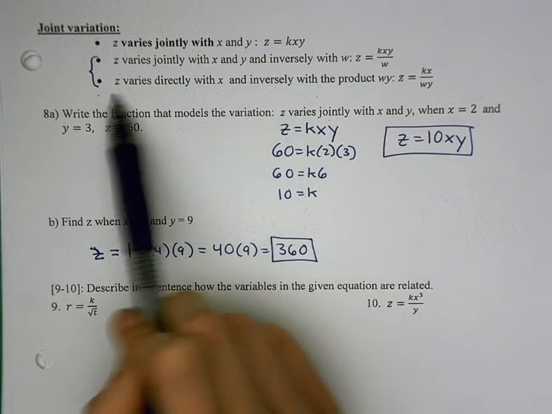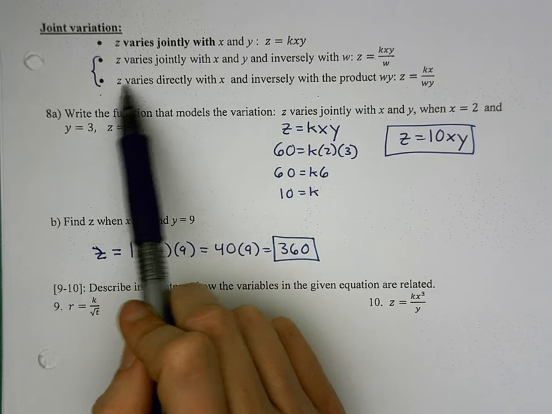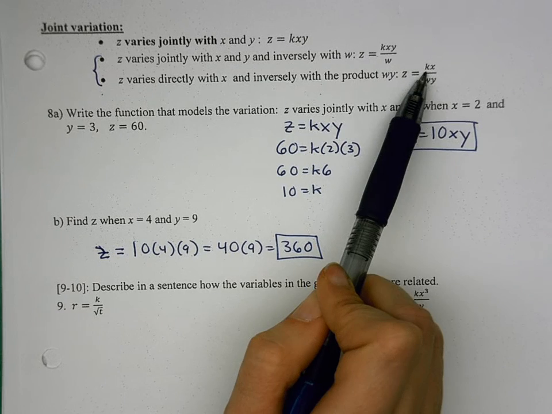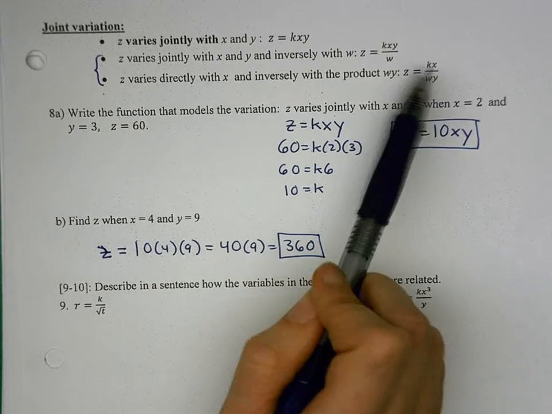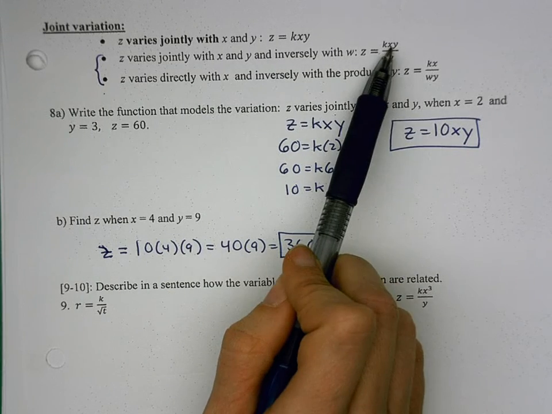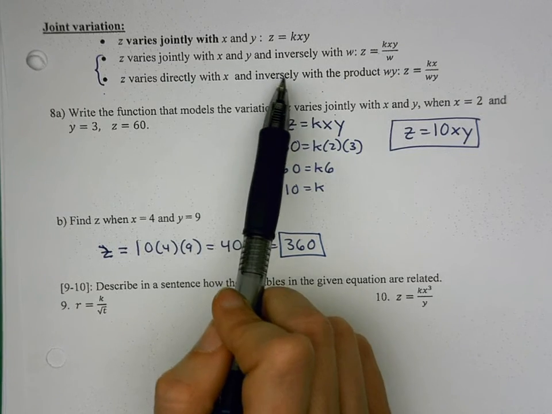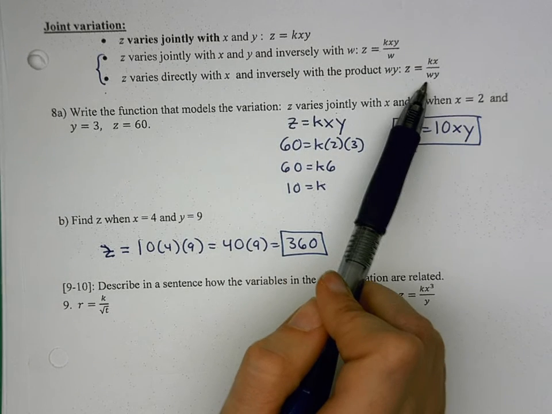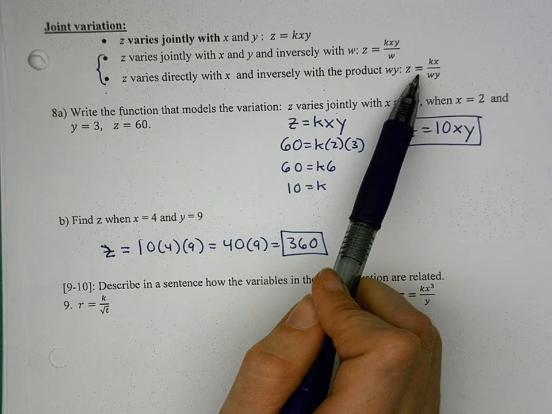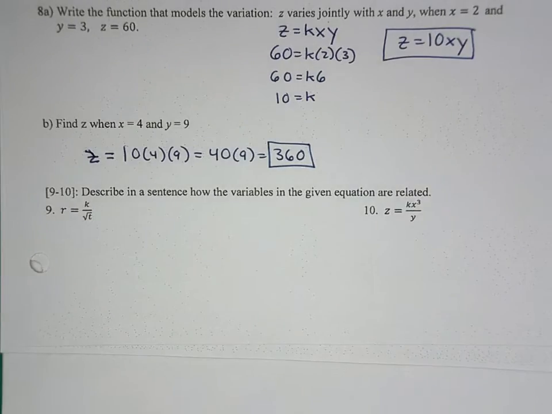Similarly, this statement, z varies directly with x and inversely with the product wy. So z varies directly with x, so only one variable now with my k, as opposed to jointly, which is two variables with my k. So this is my x here. And inversely, so division, with the product wy. And so there's my wy there. Okay, and so 9 and 10 are just for us to practice writing those formulas back into sentences.